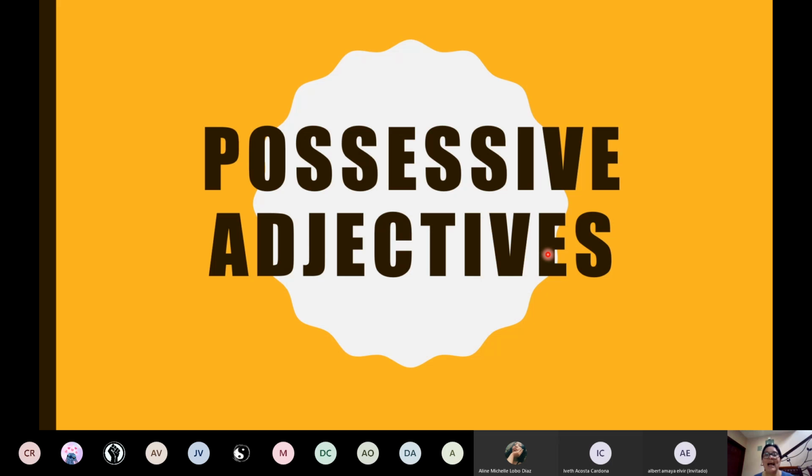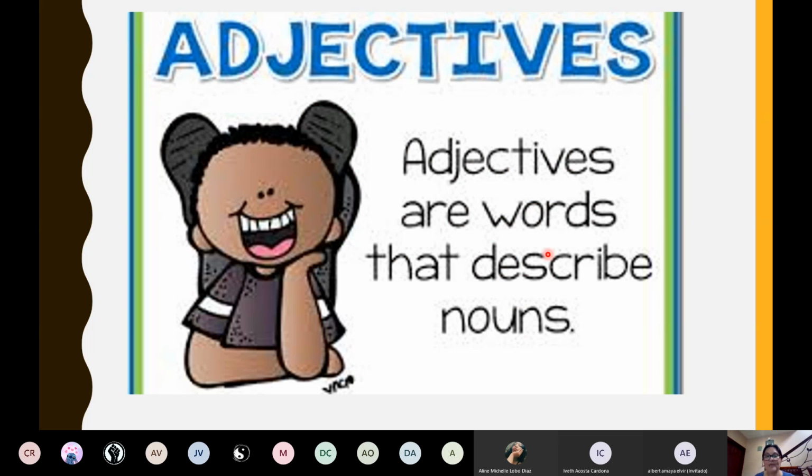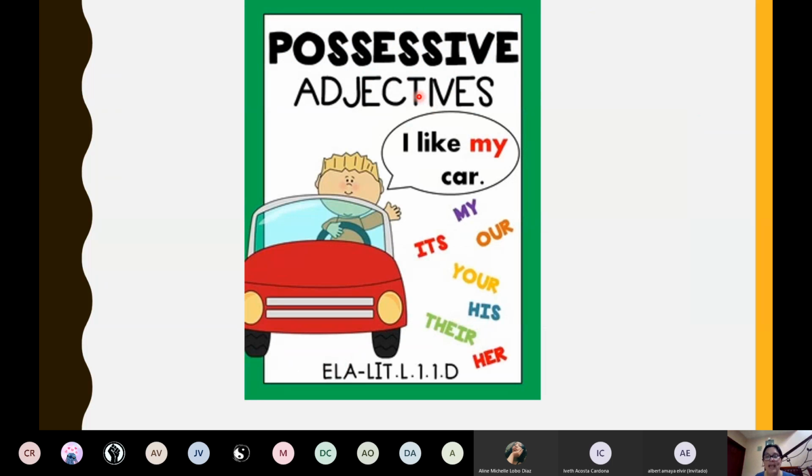But also, guys, we can have possessive adjectives. Remember that in the weeks before, we were talking about adjectives, which are words that describe nouns, and they come before the nouns. And a possessive adjective is one that says to whom a noun belongs. For example, let's read this sentence. You can see the picture. It's a boy in a car. And here he's saying, I like my car. So here we have the noun. Car is the noun.